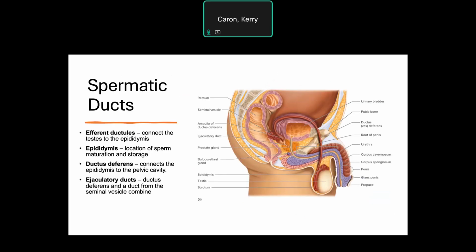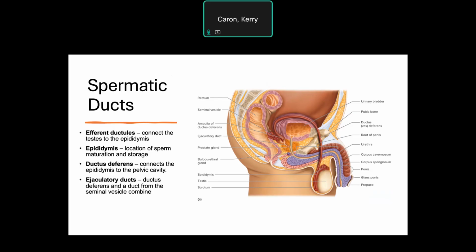Okay, spermatic ducts, you have efferent, meaning exiting. So here is your scrotum, here's your testes. Then there's the epididymis. What is that? The epididymis looks kind of coiled, like coiled tubing on top of the testes. And that is the location of sperm. This is where the sperm mature. So we produce the sperm in the testis, but then it matures and gets stored in the epididymis.